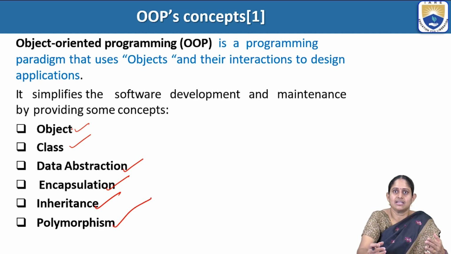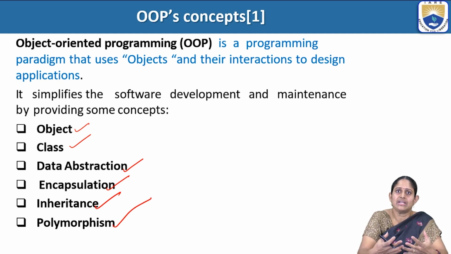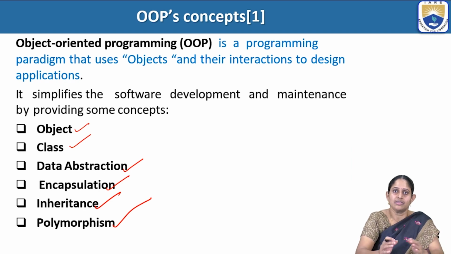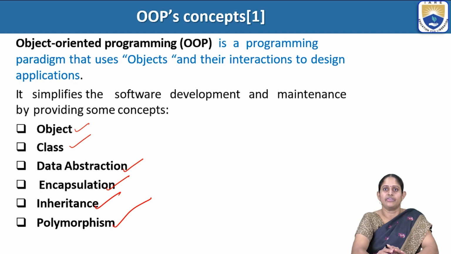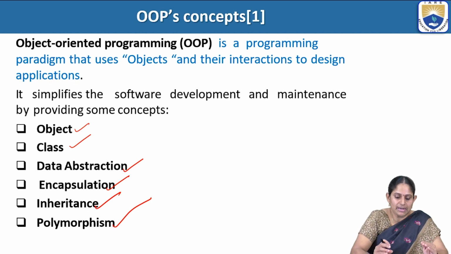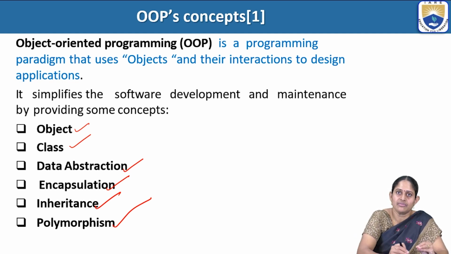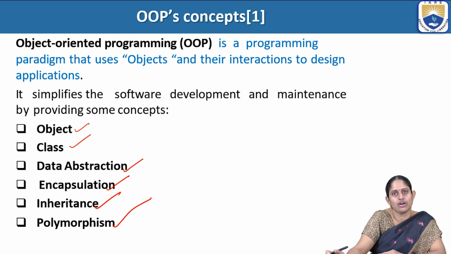So an object is a physical thing which will exist, and a class is the blueprint wherein the class will be defining all the features and the parameters of that object. So when you define a class, from that class you can create different objects. Each object will be having their own features.